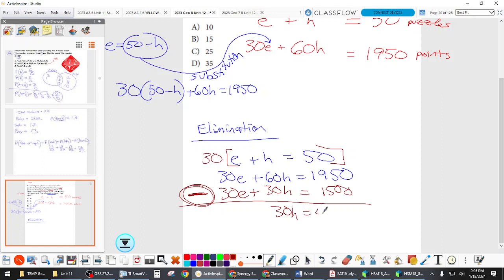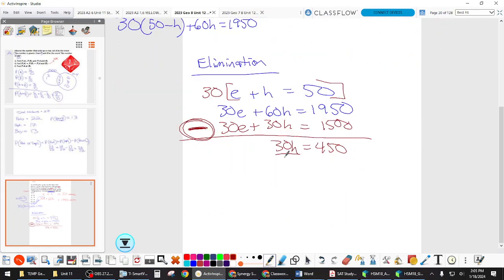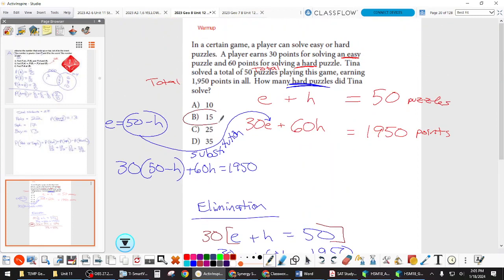1950 minus 1500 is 450. And that's really easy to solve. Just divide by 30. And now we know H is 15. And that's all this one asked for. So B.